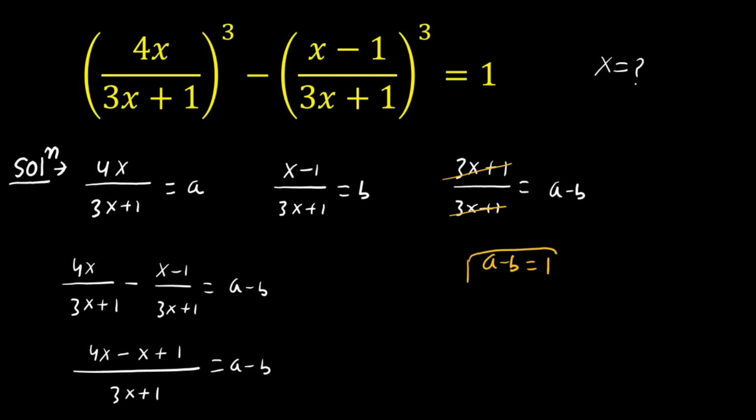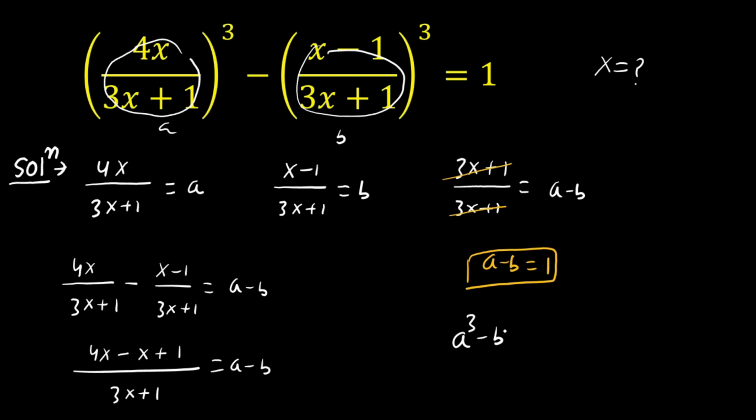Here a minus b is equal to 1, and 4 times x divided by 3x plus 1 is replaced by a and the other expression is replaced by b, then a cube minus b cube is equal to 1. We know that a minus b whole cube is equal to a cube minus b cube minus 3 times ab multiplied by a minus b.